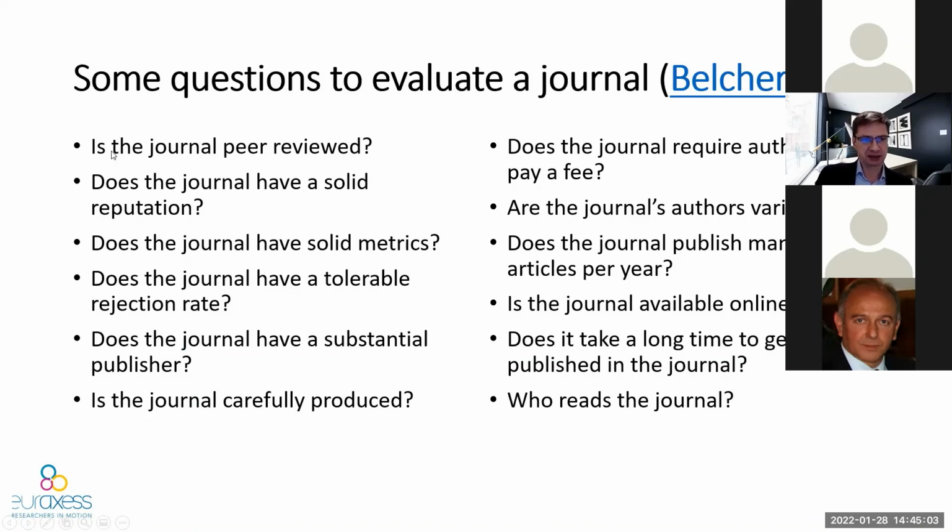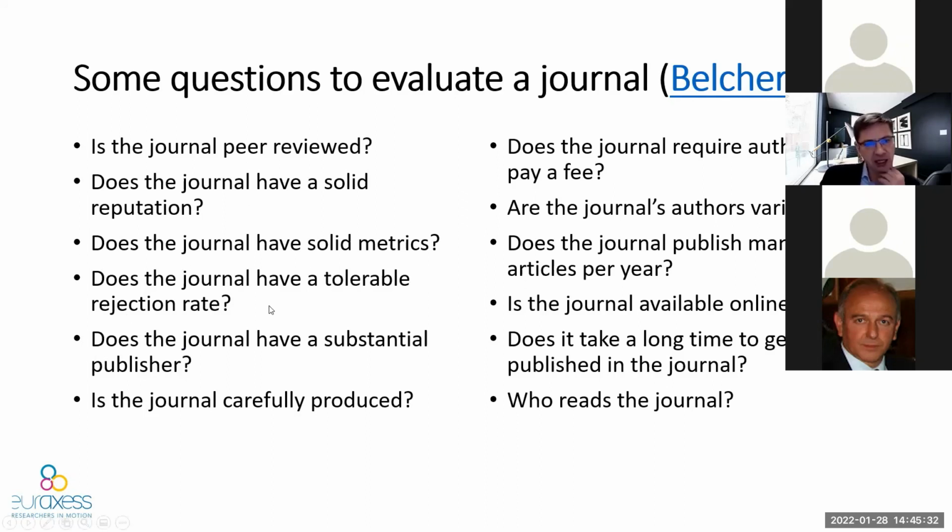You just tick some boxes. For example, you answer: is the journal peer reviewed? That's the first thing. If it's not peer reviewed, just go to the next journal. Then, does this journal have a solid reputation? If you have heard about it, if it's mentioned very much, okay, it has. Does the journal have solid metrics? Usually you can find the impact factors. So if it does, okay, tick the box.